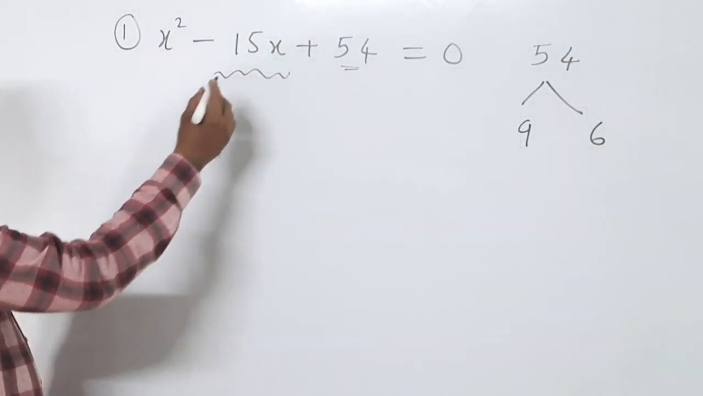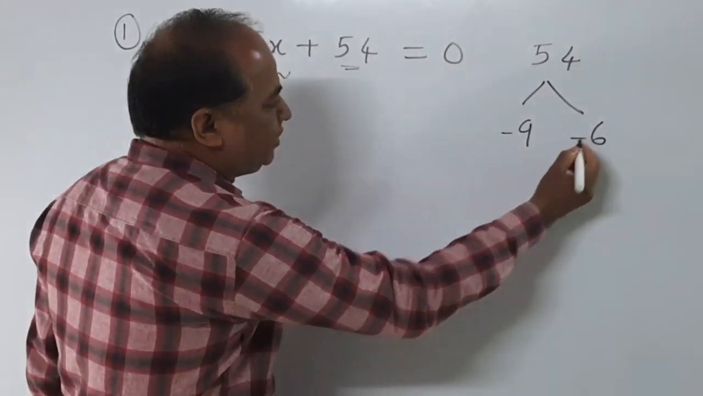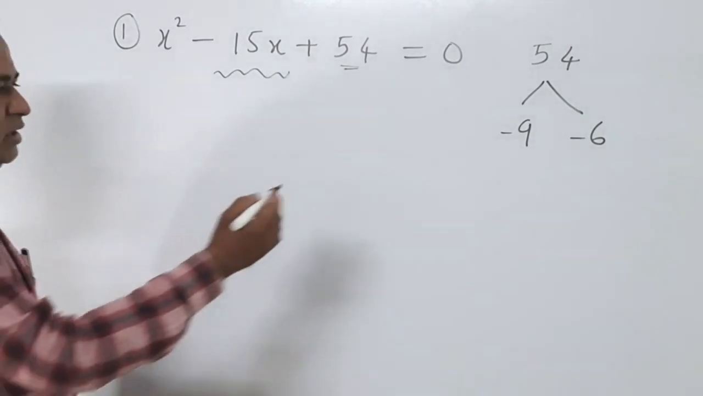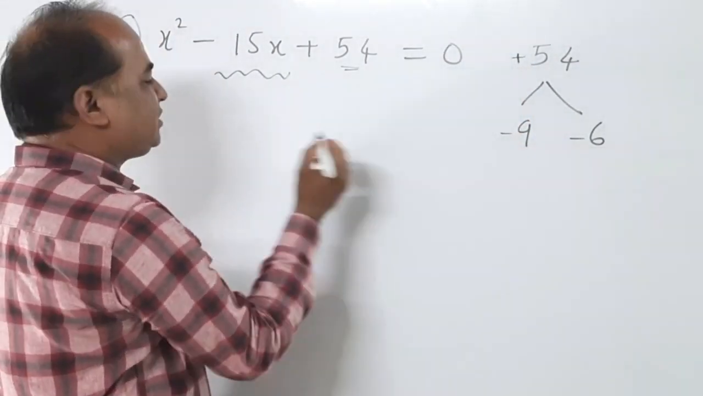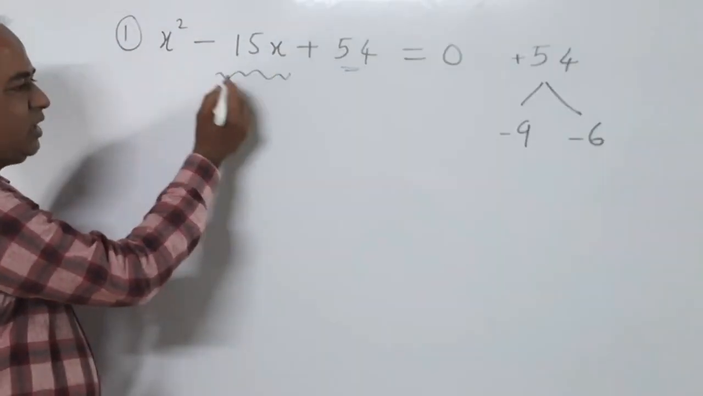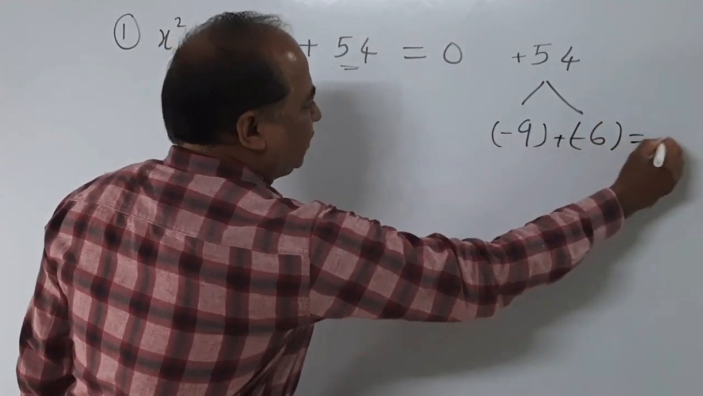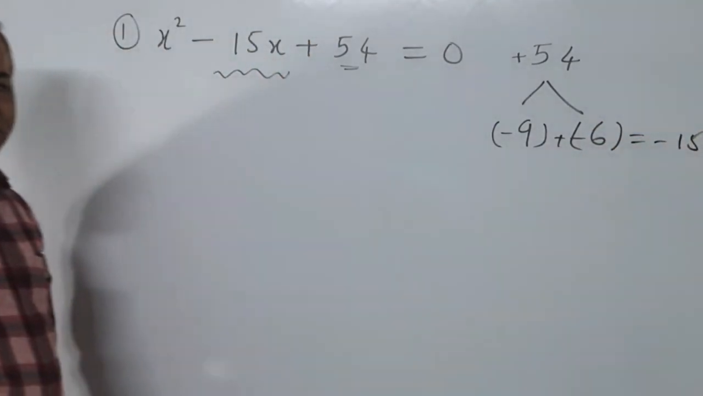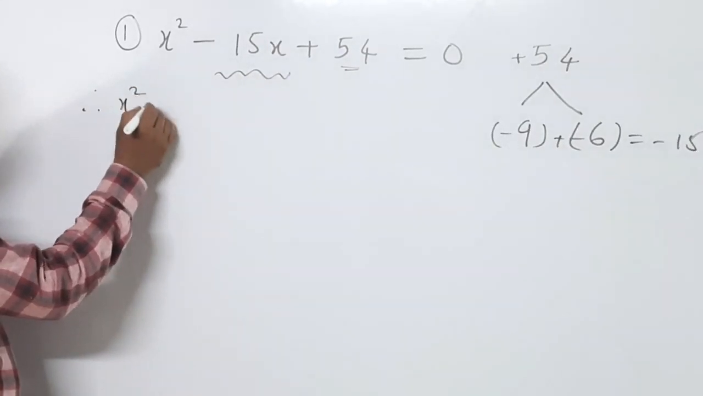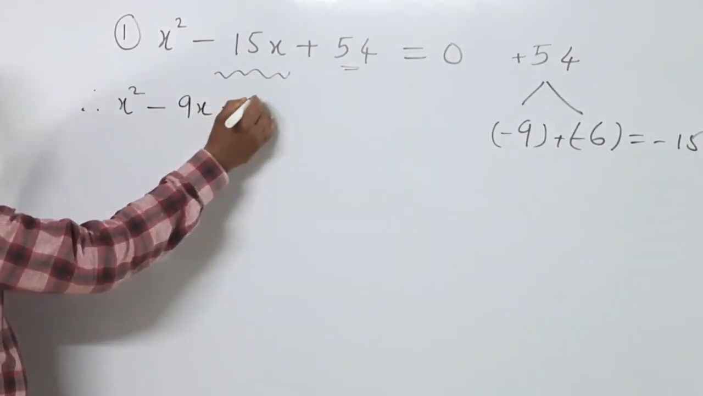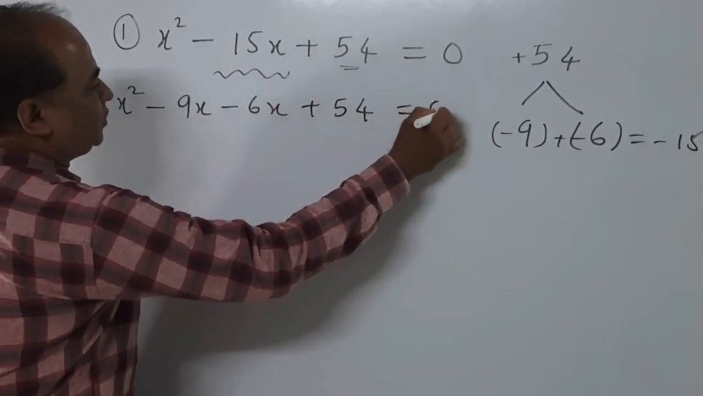Now, split thus. Here 9 times 6 are 54, and minus 9 and minus 6: minus into minus is plus 54, and minus 9 plus minus 6 will be minus 15. So we split the middle term, therefore x square minus 9x minus 6x plus 54 is equal to 0.